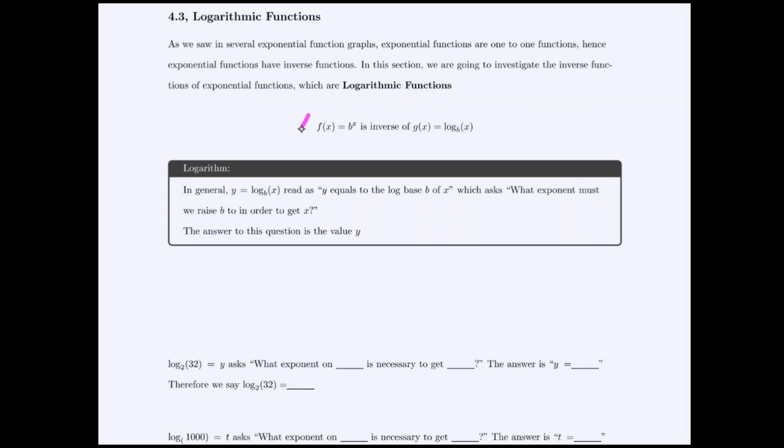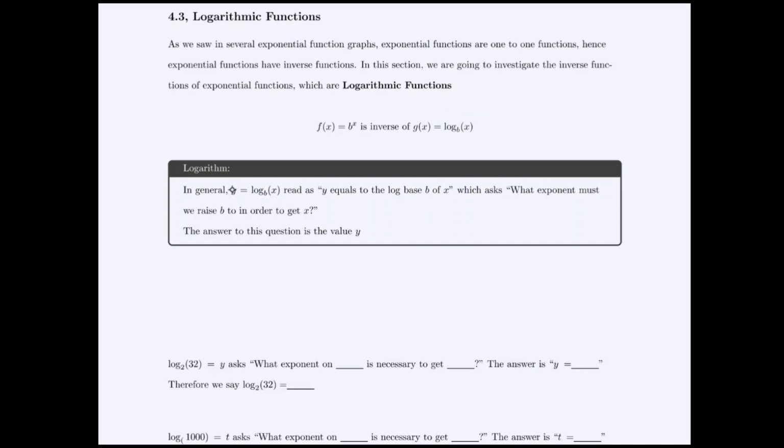Particularly, if we have an exponential function of the form f of x is equal to b to the x, then its inverse is something called log. This little subscript b is read "base b of x." Let's talk about exactly what log base b of x is.